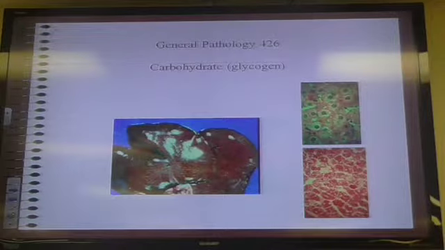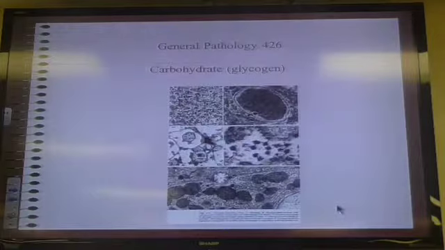This is a big pale liver. Again, remember I said you couldn't really tell that the pale liver was due to glycogen or water accumulation. This one actually is due to glycogen. And this is a special stain for the glycogen. So what is this thing? And that's what it looks like when you look at it microscopically.